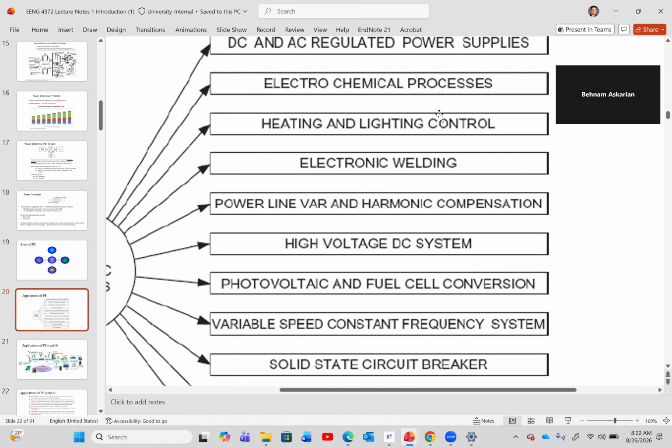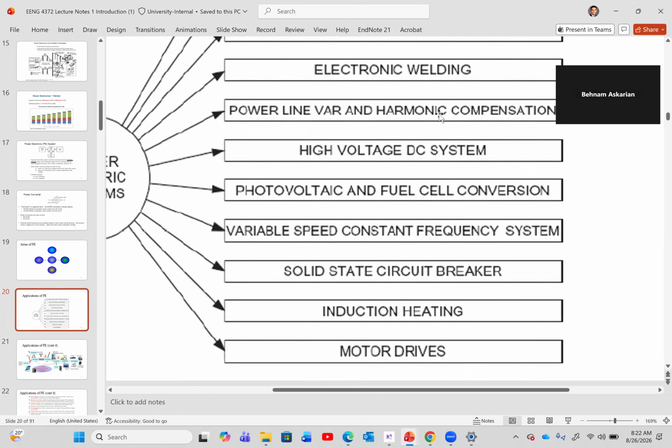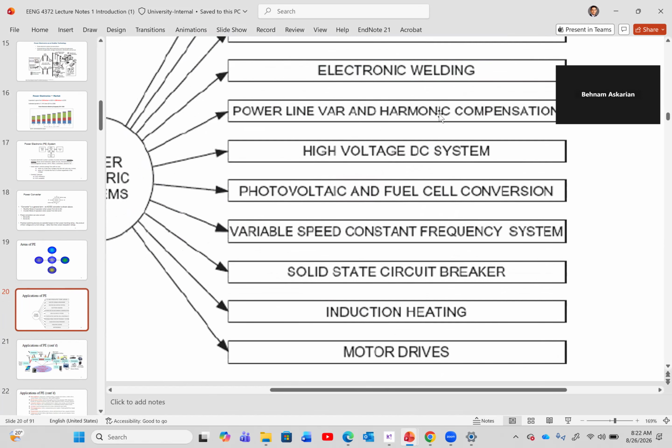Then we have high voltage DC systems, which we call HVDC, photovoltaic and fuel cell conversion. Obviously, we have inverters to convert DC to AC. We have variable speed, constant frequency systems, and we have solid state circuit breakers. So variable speed, constant frequency systems is what we mainly use to control AC motors.